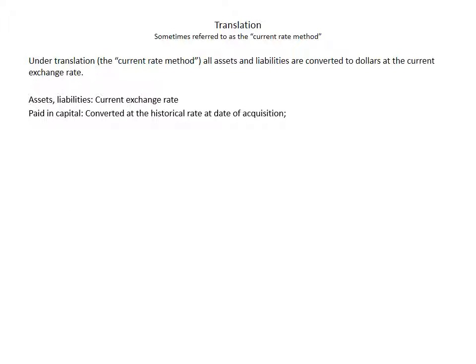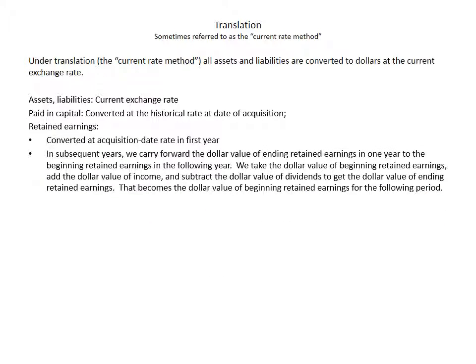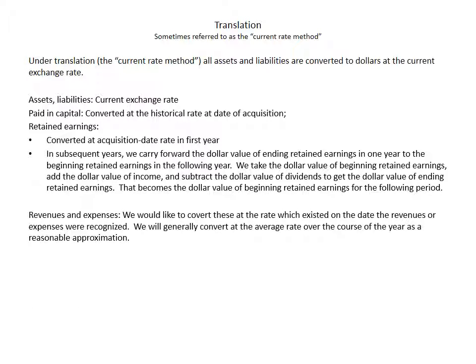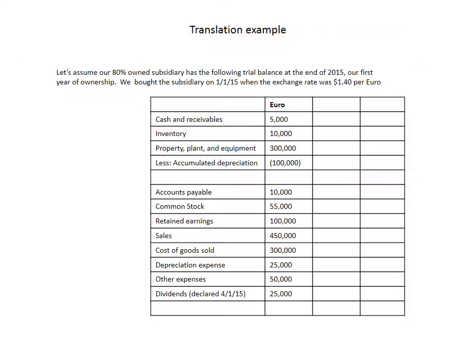Paid-in capital, again, is going to be converted at the historical exchange rate from the date of acquisition. And retained earnings, we'll do the same way we did for remeasurement as well. And again, revenues and expenses, we would like to convert at the rate which existed on the date the revenues or expenses were recognized. We'll generally use an average exchange rate over the course of the year as a reasonable approximation.